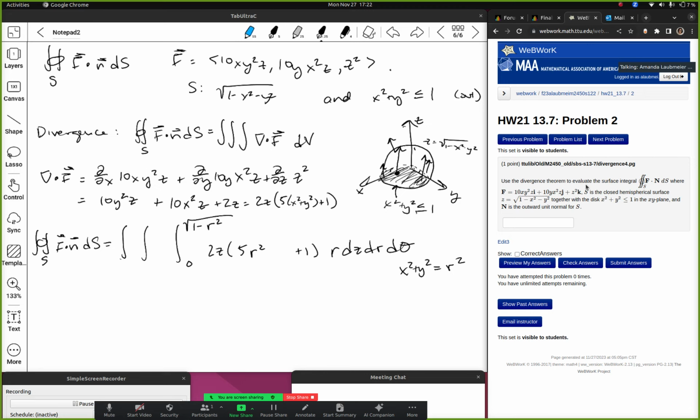Then to set my r and theta bounds, that's where we think about the shadow that our shape casts in the xy plane, or the widest point of it. How much r and how much theta do you need?